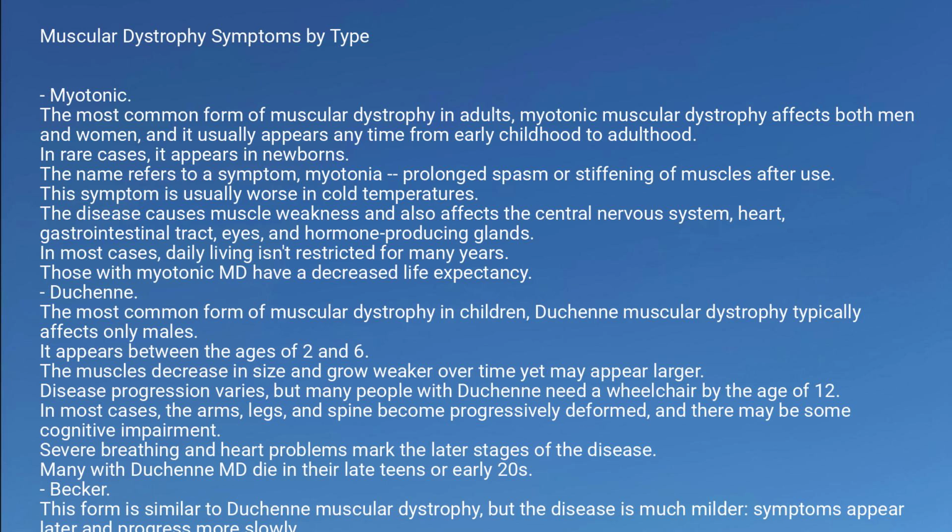Muscle shortening occurs early in the disease. Weakness can spread to chest and pelvic muscles. The disease progresses slowly and causes less severe muscle weakness than some other forms of muscular dystrophy.